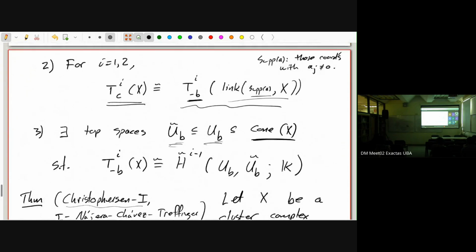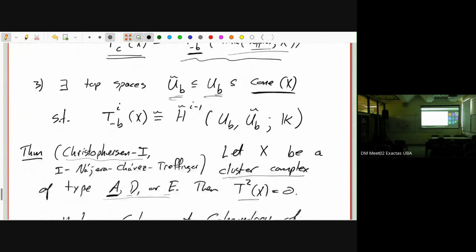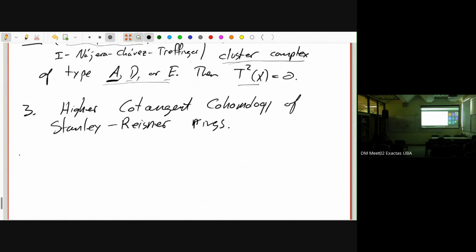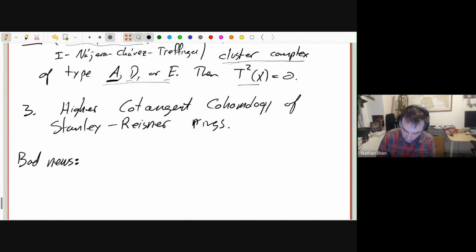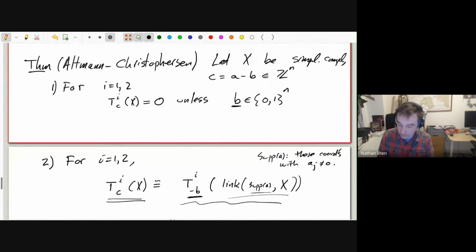Okay, and so the dream would be to just generalize statements 1, 2, and 3. And so let me start with some bad news. The first point of bad news is that statement 1 above fails. So what was statement 1? Going back up, this said that the cotangent cohomology was 0 unless the negative part of the weight vector had entries just in 0 and 1.